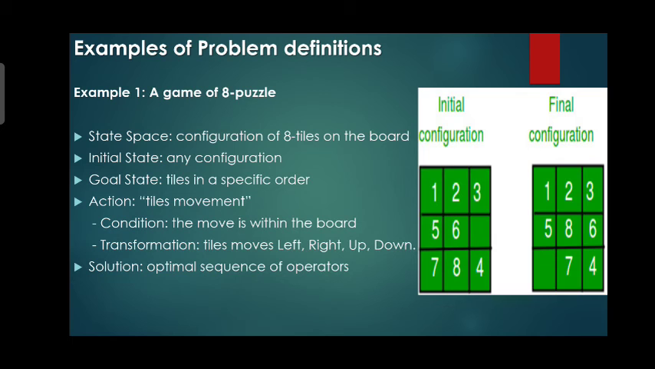What is the state space? State space is basically the configuration of all the 8 tiles on the board, that is, how these 8 tiles are ordered, how they are formed in this particular configuration. The initial state can be any configuration, it can be in any format. The goal state is basically a specific order that we have to reach.